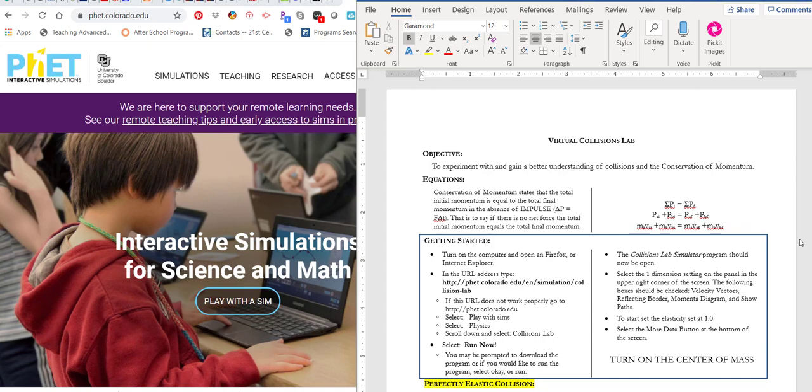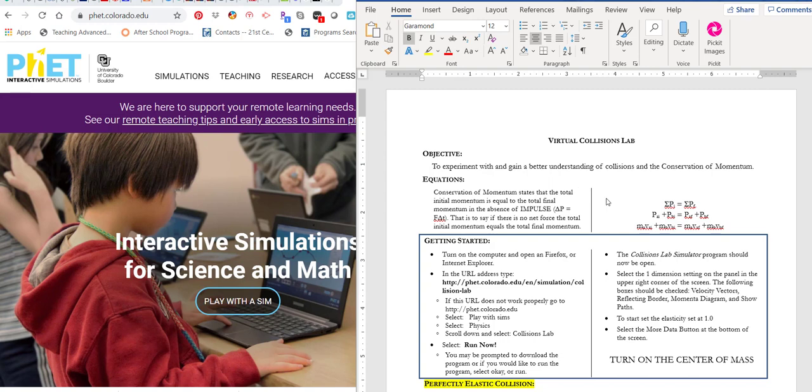Hello, students. We are going to show you how to do the Collisions Lab, and I'm going to have two screens open for you so that you'll be able to follow along with the lab sheet as well as with the PhET. So I have PhET open over here, and then I have the actual lab here.